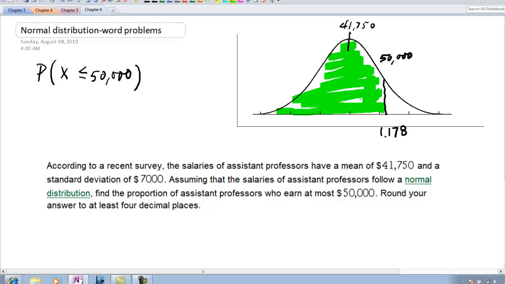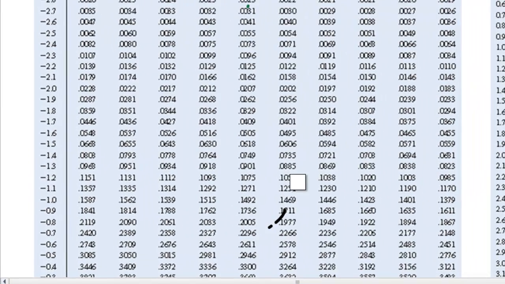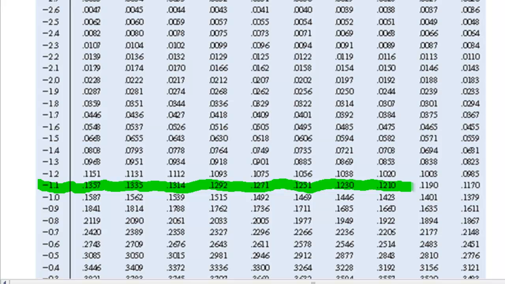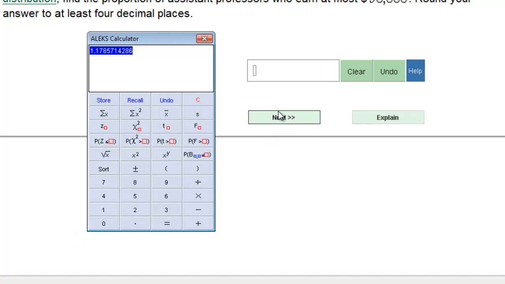And that's convenient because we know that the table works that way. So I could just look up 1.178. I can't look up 1.178, but I can look up 1.18 in the table. And when I do, I have 1.1, 0, 1, 2, 3, 4, 5, 6, 7, 8. So there's my answer. 0.1190 is the answer.